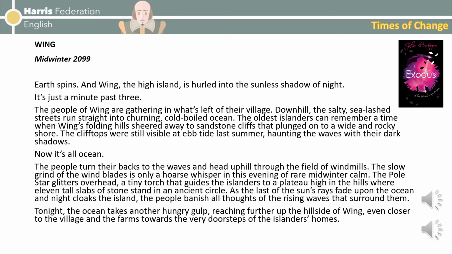The people turn their backs to the waves and head uphill through the field of windmills. The slow grind of the wind blades is only a hoarse whisper in this evening of rare midwinter calm. The pole star glitters overhead, a tiny torch that guides the islanders to a plateau high in the hills where 11 tall slabs of stone stand in an ancient circle. As the last of the sun's rays fade upon the ocean and night cloaks the island, the people banish all thoughts of the rising waves that surround them. Tonight, the ocean takes another angry gulp, reaching further up the hillside of Wing, even closer to the village and the farms towards the very doorstep of the islanders' homes.